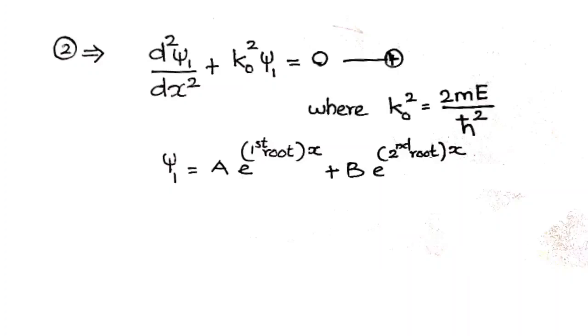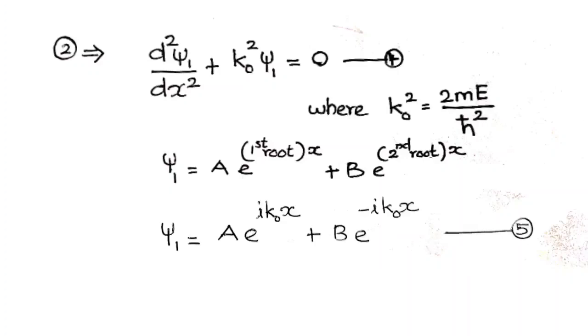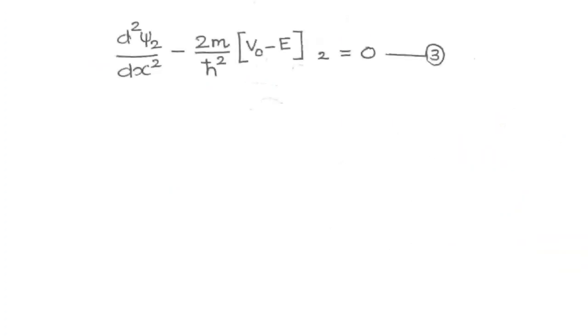You can substitute that, and psi 1 is equal to A into e raised to i k0 x plus B into e raised to minus i k0 x. That is the solution for psi 1, and this can be taken as equation number 5. Now we can simplify equation number 3.